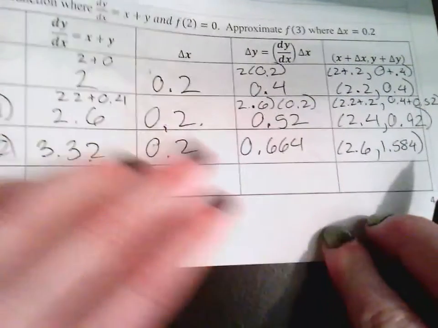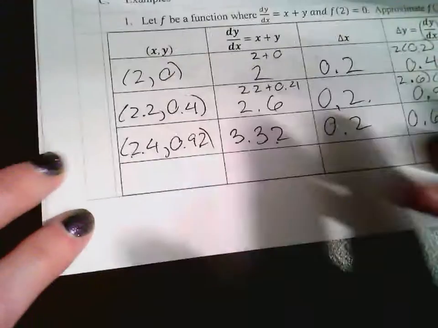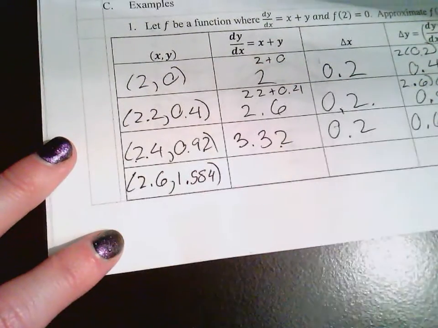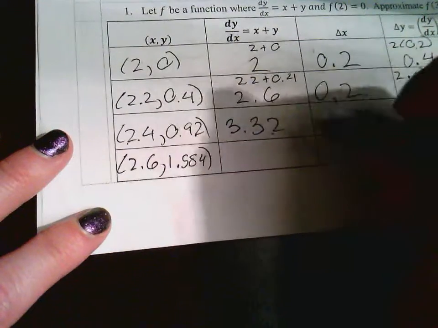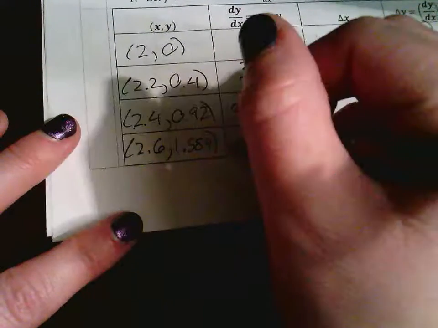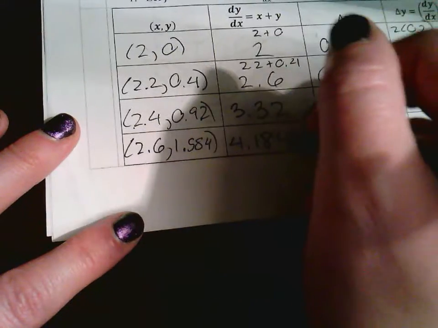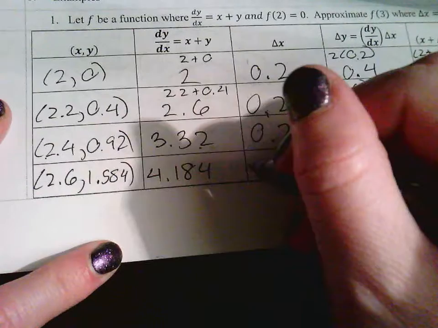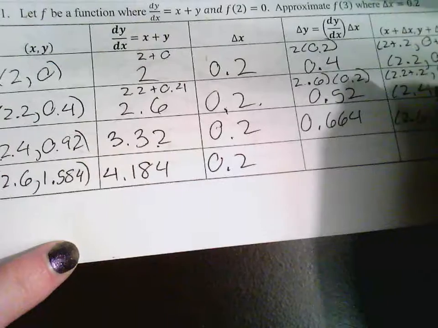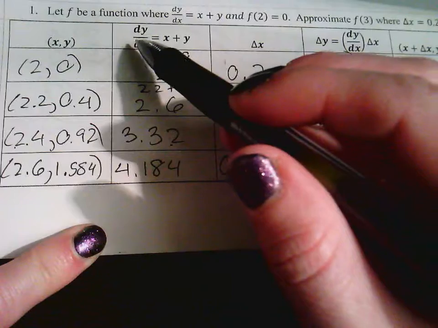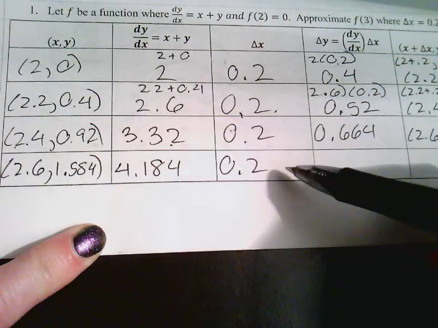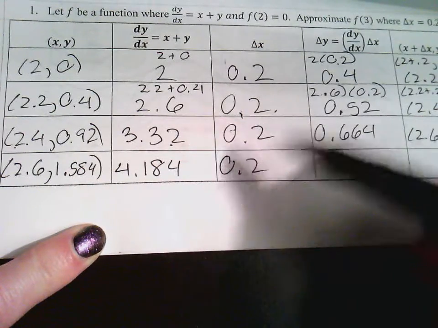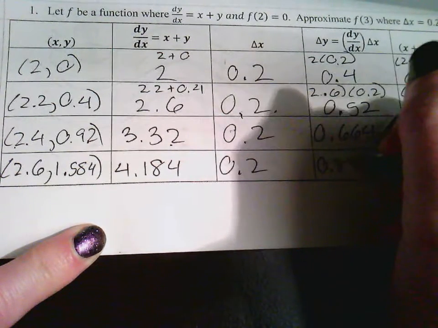We got to get to 3. And you get 2.6, 1.584. dy over dx is x plus y, so you got 2.6 plus 1.584, you get 4.184, which consequently has nothing to do with this, but that's a specific heat of water. Change in x, 0.2. Change in y is going to be dy over dx times your change in x value. So you have 4.184 times 0.2, which is 0.8368.